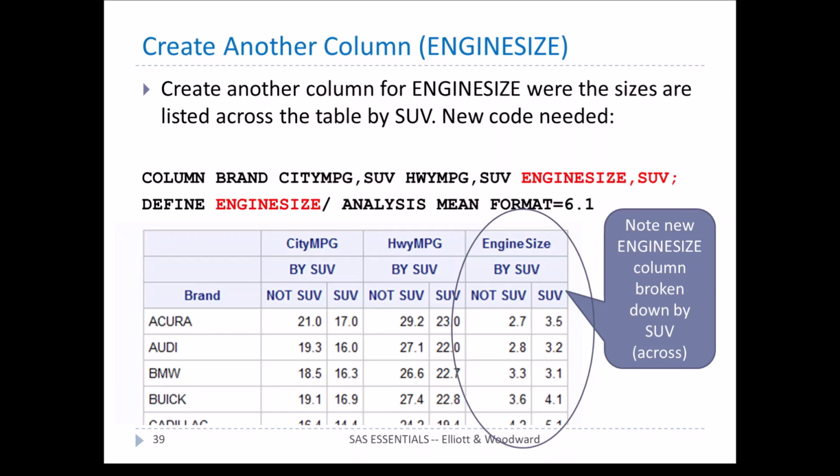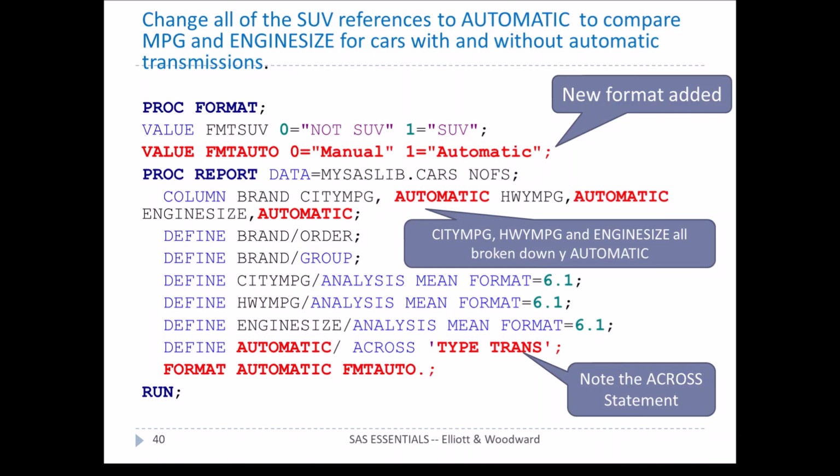We can add engine size, again, just engine size, SUV with a define statement, just like we did on the others. And then when we run it, we get a new column called engine size. And again, by SUV, not SUV, and SUV. Let's play around with it a little bit more and change all the SUV references to automatic to compare miles per gallon and engine size for cars with and without automatic transmission. So you can see in red where we've made some changes here. First, we've added a new format called FMT_AUTO, 0 is manual, 1 is automatic. We've changed the comma SUVs in the column statements to automatic. We changed the title from SUV to type of transmission, and the define statement for automatic, and then the format we define is using the new format we created called FMT_AUTO.